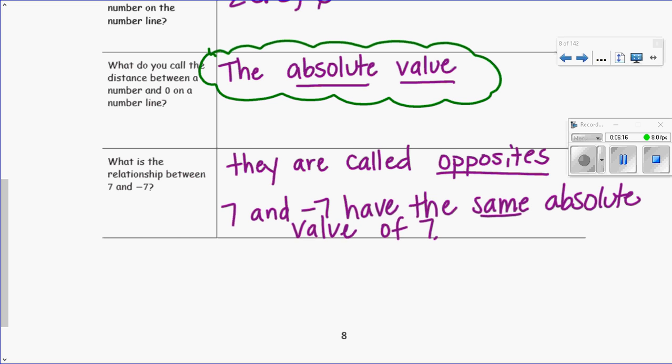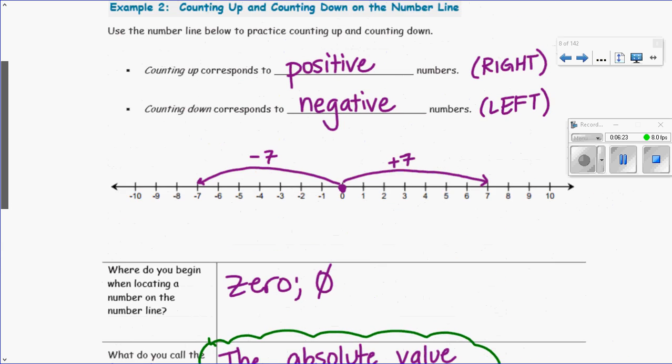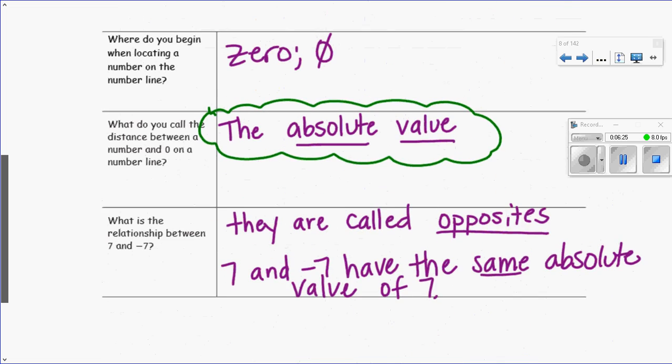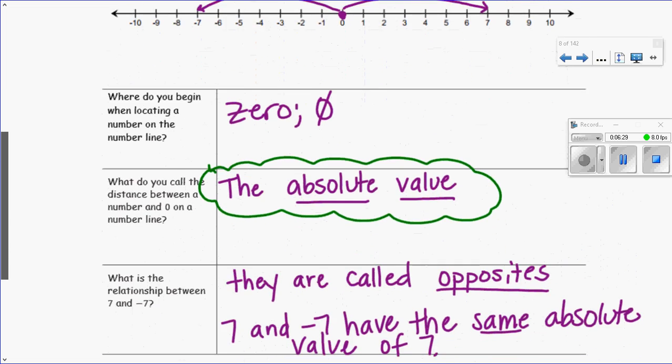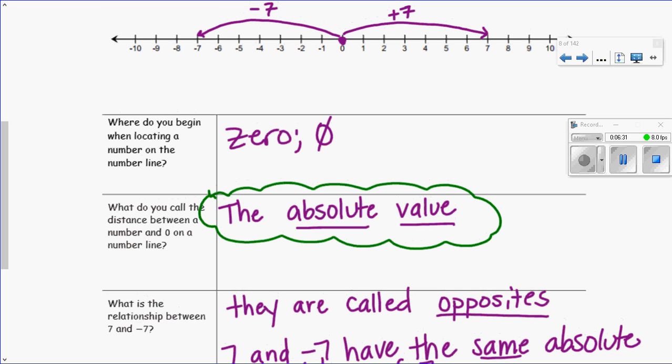Okay, not too bad. You did learn a new term, but hopefully this is not too overwhelming. We're just talking about the distance from 0 on a number line. And we know that they're called opposites. So two numbers that are the same distance from 0 are called opposites. Think of another one on the number line.